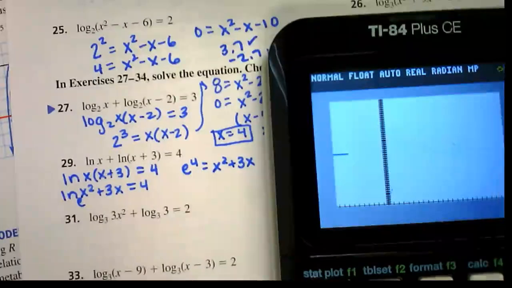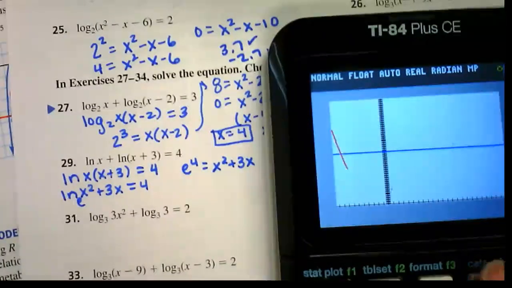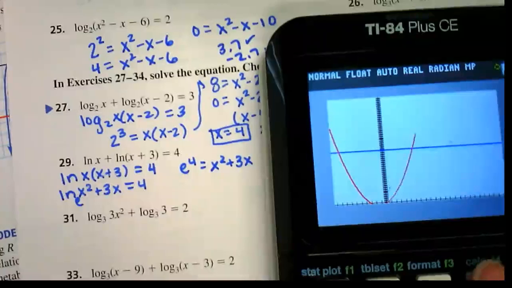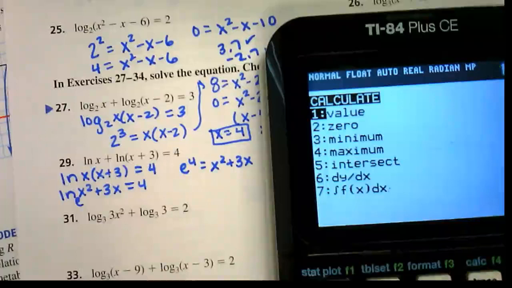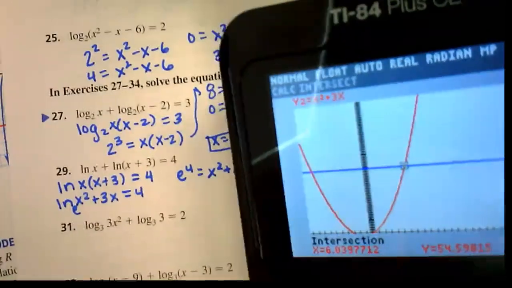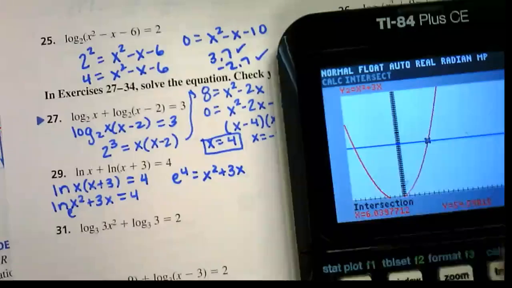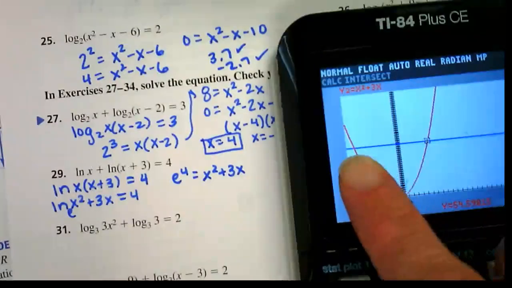I'm going to go closer to this. Oops. I pushed the wrong button. I'm going to calculate my intersections. First curve, second curve, guess. It gives me 6.0397. And then I know this is going to be a negative number.